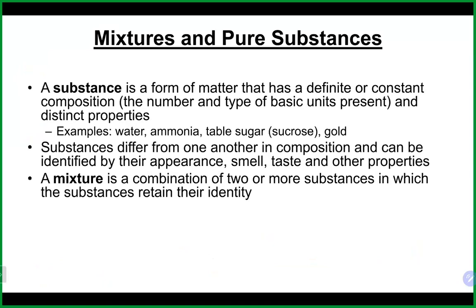All right, so that brings us to mixtures and pure substances. Let's talk a little bit about what these are. A substance is the form of matter that has a definite constant composition, the number and types of units involved, and distinct properties. So water, ammonia, sucrose, and gold. If you have water versus ammonia, you know the difference because ammonia smells a lot. Hopefully your water doesn't smell like that. Substances differ from one another in their composition, and you can identify them by their appearance, their smell, their taste, and their properties.